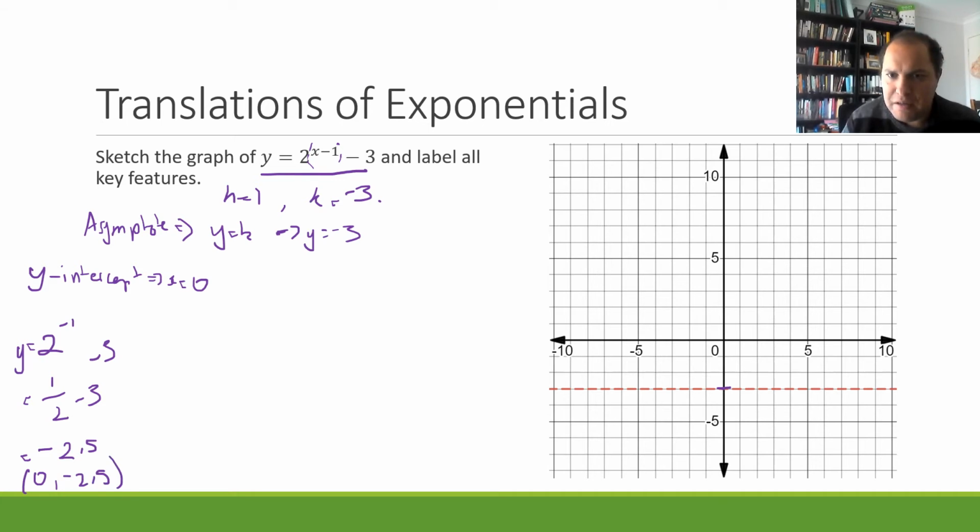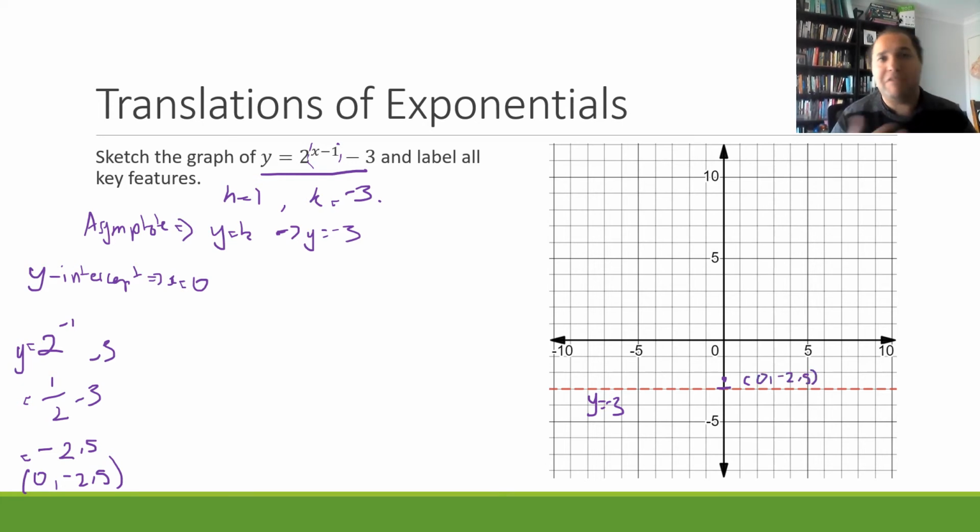0 and -2.5, which will be there. Alright, from there, and we can probably label those two. So we've got y equals -3, and here we'll have 0, -2.5.